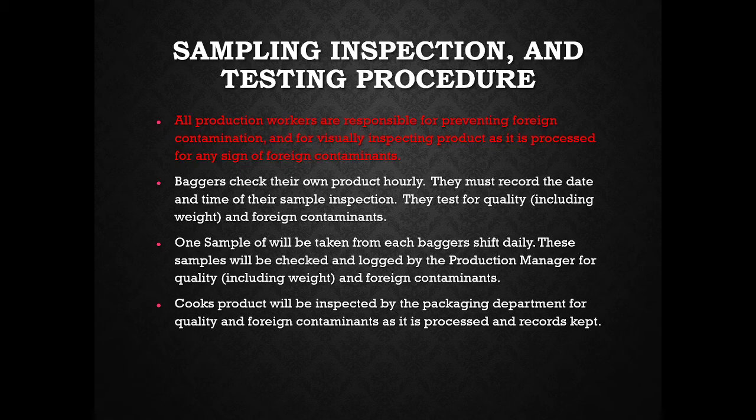Baggers check their own product hourly. They must record the date and time of their sample inspection, and they test for quality, including the weight of the product and any foreign contaminants. One sample is taken from each bagger shift daily. These are checked and logged by the production manager for quality, including weight and foreign contaminants. And Cook's product is inspected by the packaging department for quality and foreign contaminants as it is processed, and records are kept.